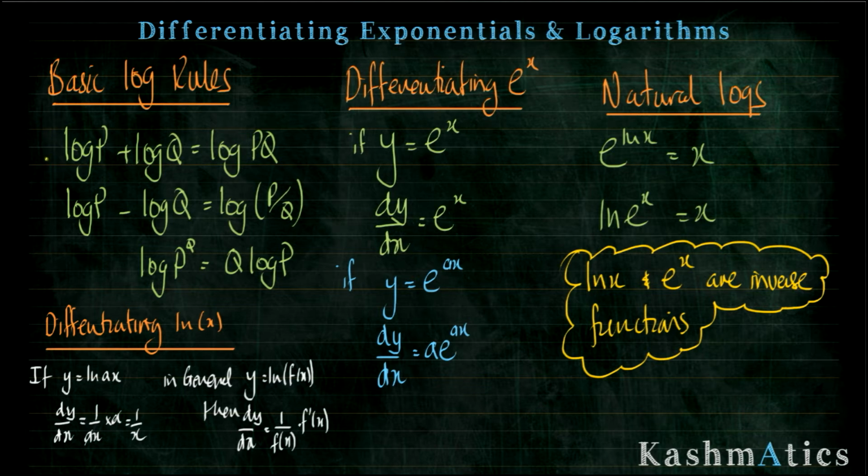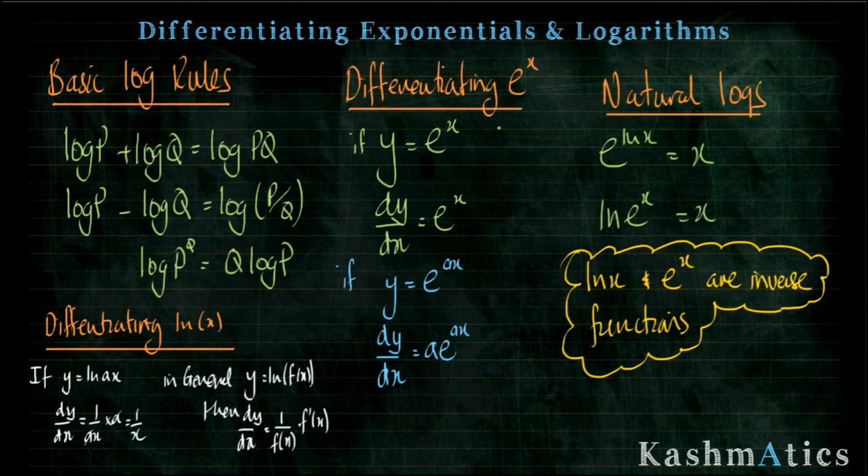So the log of p plus the log of q is the same as the log of pq. The log of p take away the log of q is the same as the log of p over q. And remember, these rules work in reverse as well. The log of p to the power q is q log p, so I can bring this power down and put it at the front there. So that's the first set of rules.